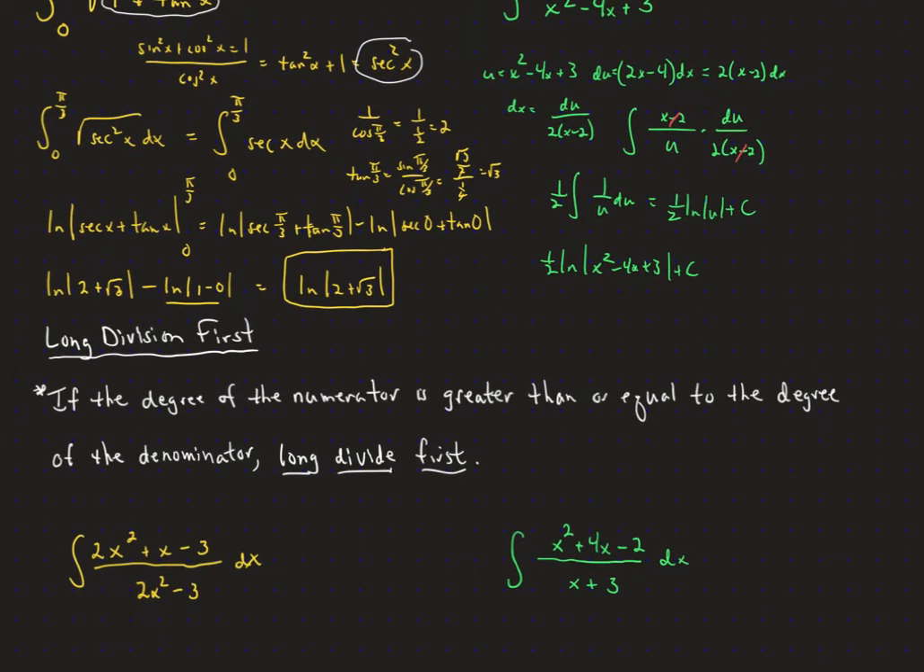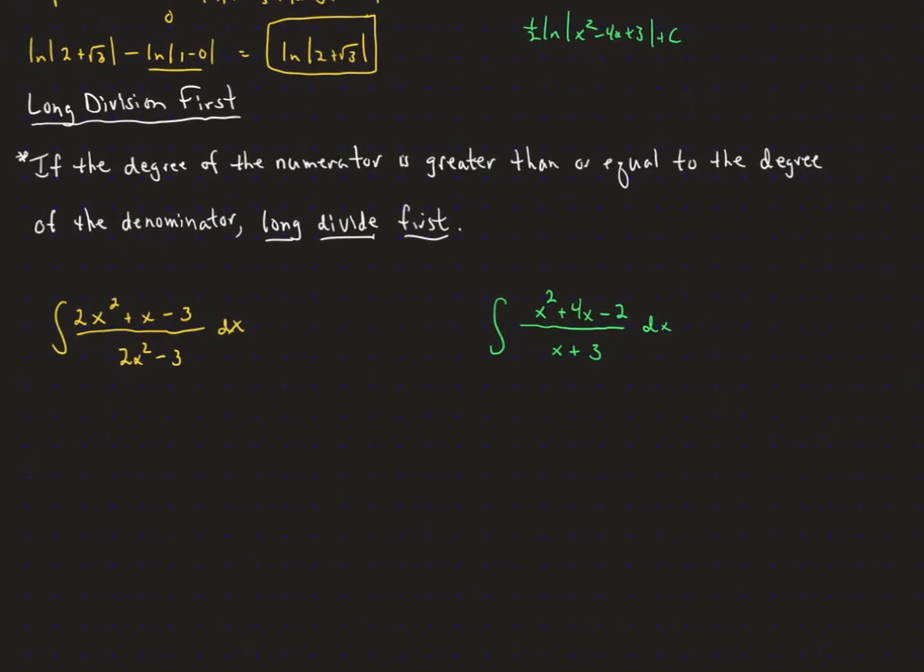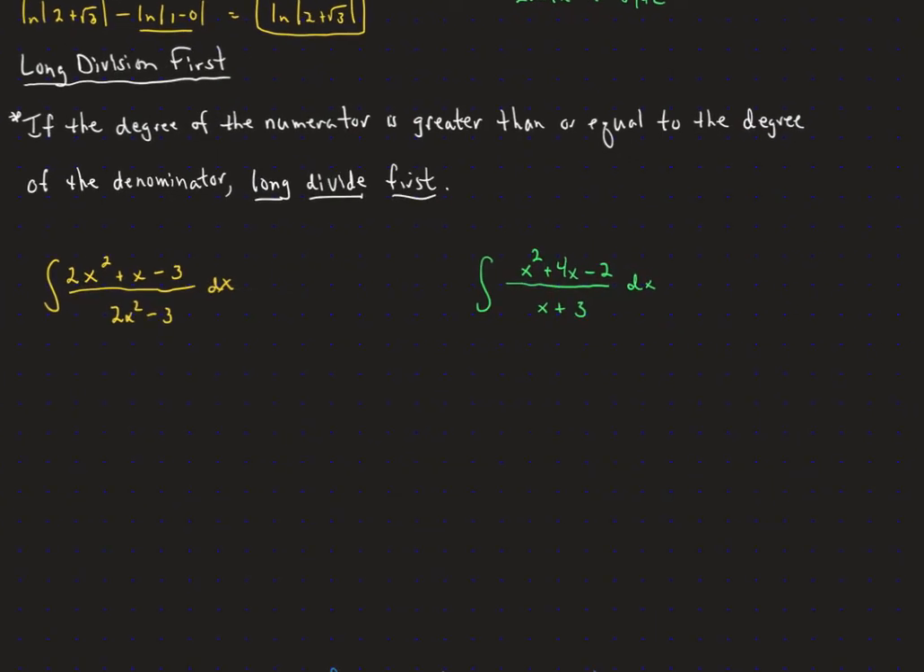Now we're going to look at another kind of problem. So if the degree of the numerator is greater than or equal to the degree of the denominator, we're going to need to long divide first. That is, we're going to have to divide the denominator into the numerator. So you can see on the first one that because we have the same degree in the numerator and denominator, we're going to take the denominator and divide that into the numerator.